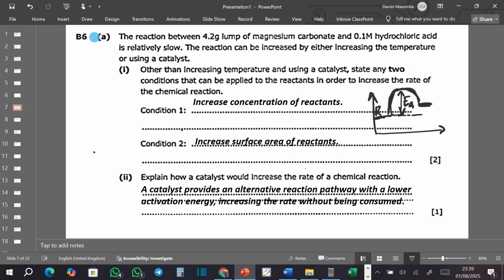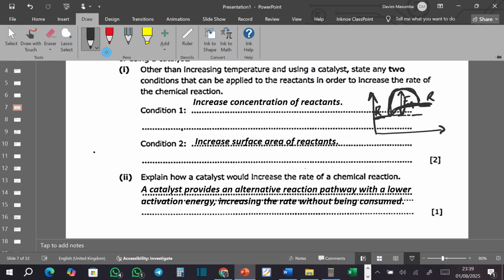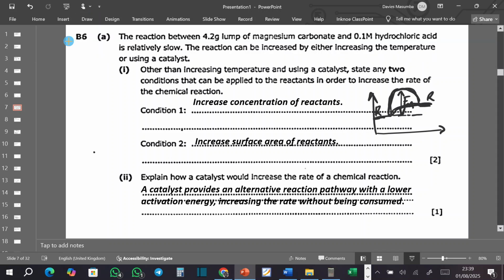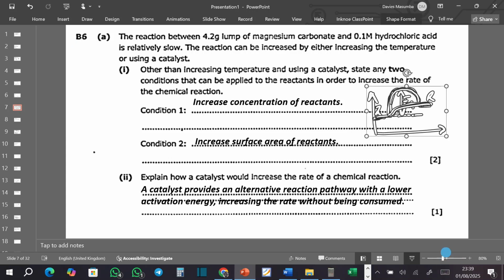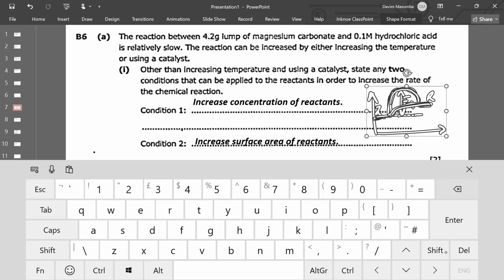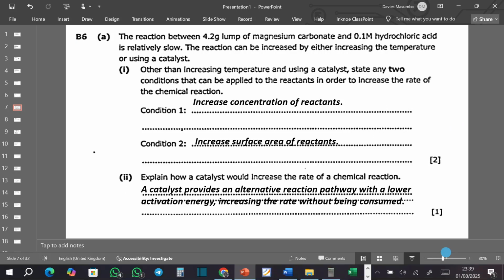But what catalysts do, when you use them, is provide an alternative, so the reaction will just go there from reactant to product. So I hope you are getting something from what I am trying to explain here. Okay, so now let's move to the next question.